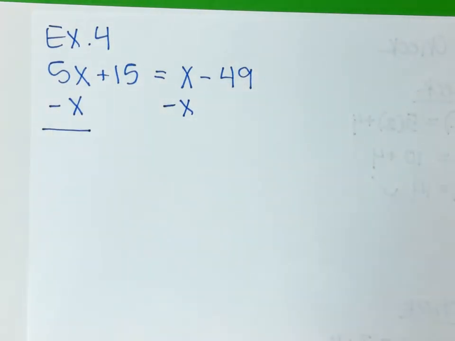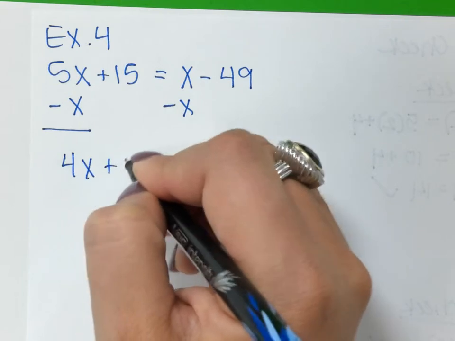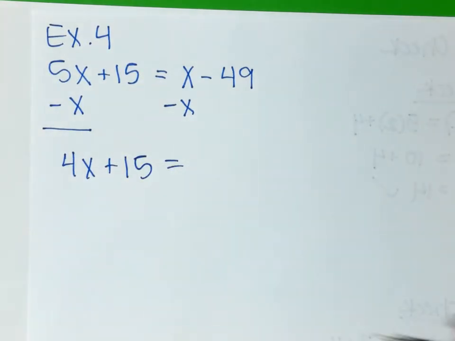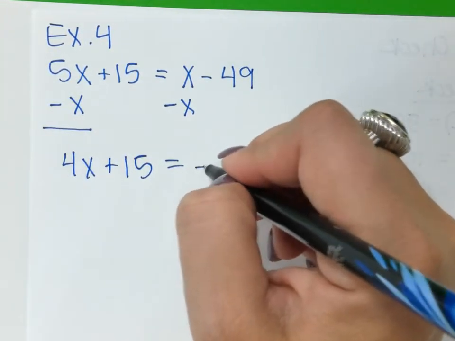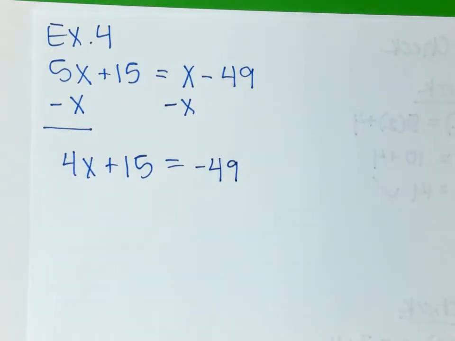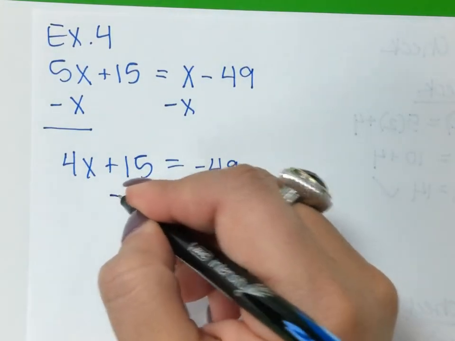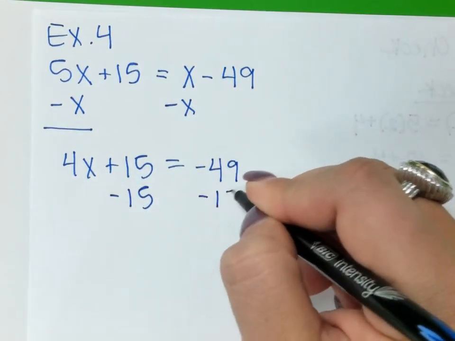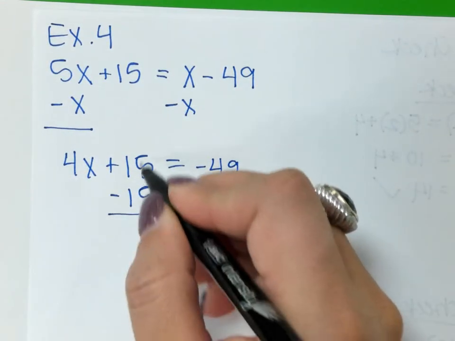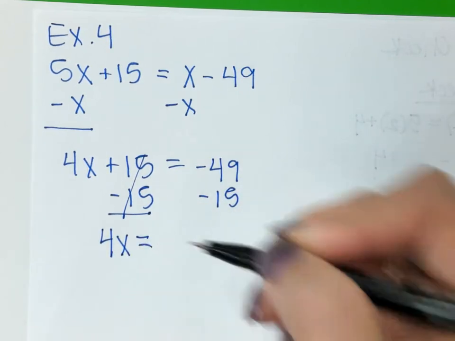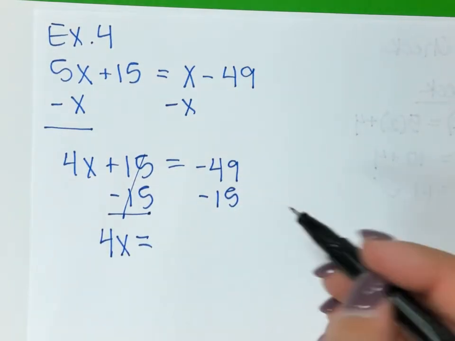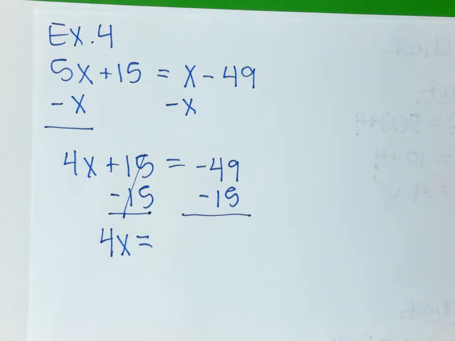5x minus x? 4x. So I have 4x plus 15 equals what? Negative 49. Don't forget that negative. So my x is on the left-hand side, so that means I want my constants to be on the right-hand side. So how do I get that 15 to go to the right-hand side? Minus 15. I want to subtract 15 from both sides. That gives me 4x is equal to what? 64. Negative 64.